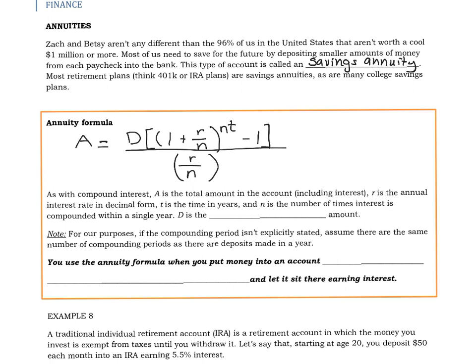As with compound interest, I already mentioned what these were. A is the total amount in the account, including interest. R is the annual interest rate in decimal form naturally. T is the time in years, and N is the number of times interest is compounded within a single year. And as I mentioned before, D is going to be our regular deposit.